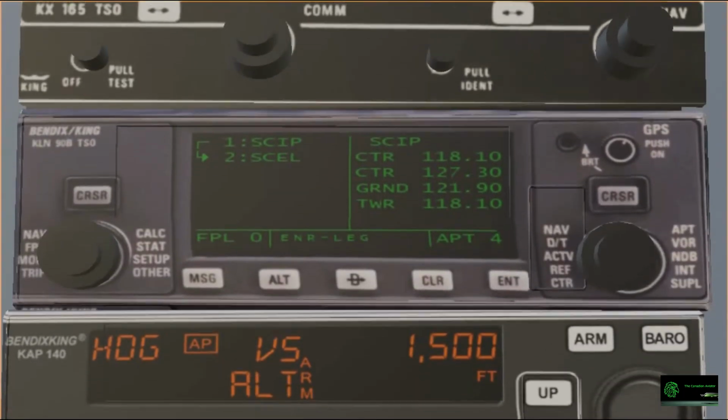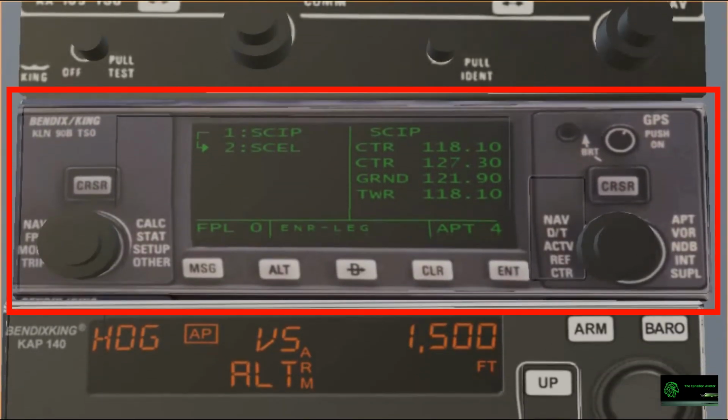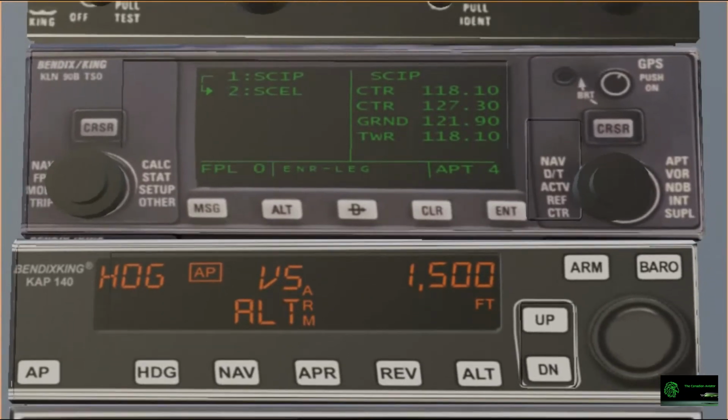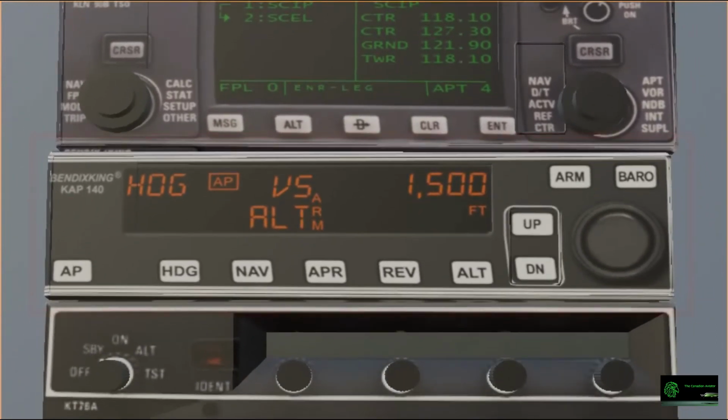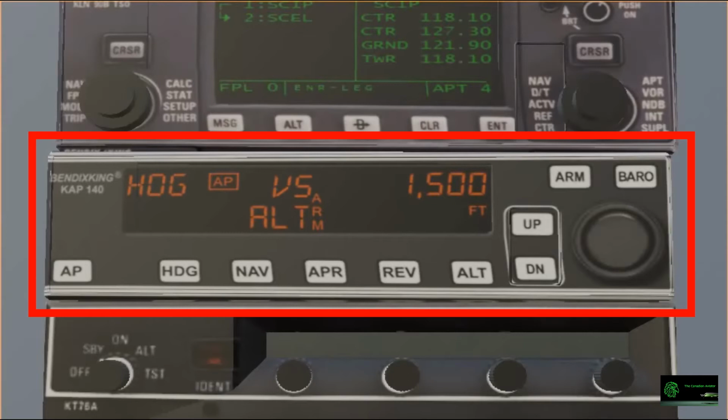Here we have a Bendix King KLN90B GPS unit. Every GPS is different, so you need to follow the manual for your specific model. You might see different models in your aircraft, like Garmin or Avidyne. This DA-20 also has a KAP-140 single-axis autopilot, having only heading control. It's a very rare instrument on light airplanes.